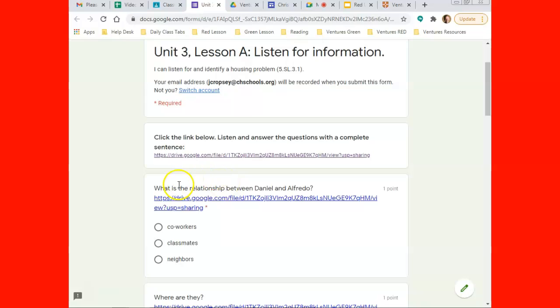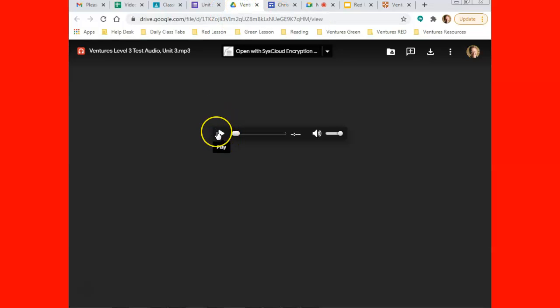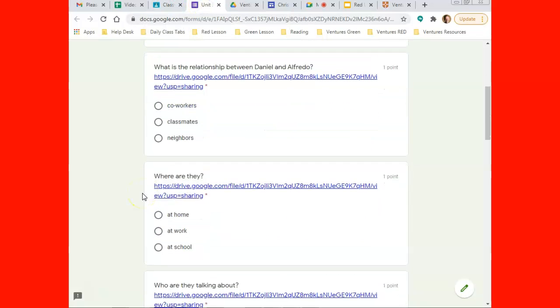So it says, what is the relationship between Daniel and Alfredo? And then I'd look at the options. 1, co-worker, 2, classmates, or 3, neighbors. Now I've got that in my mind. I'm going to come back over here, and I'm going to listen to this. As I listen, I'm looking for that. What's the relationship between the 2 people speaking? As soon as you hear it, pause it, and go back over and answer the question. Okay? Then go to the next one.